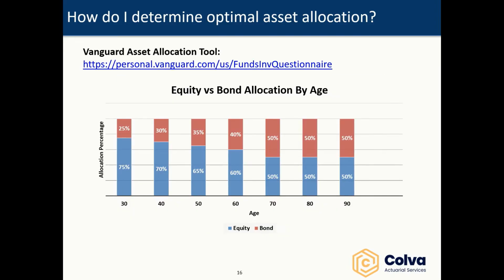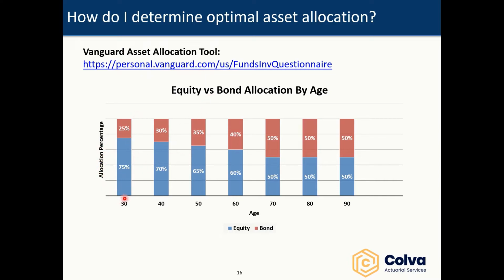So again, let's talk about how to determine optimal asset allocation. If you want just a tool to understand your risk profile and what you should be investing in relative to your age and risk profile, this is a decent tool. It's again more of a one-size-fits-all, but it gives you some background if you want to know what percentage of stocks and bonds you should be in.